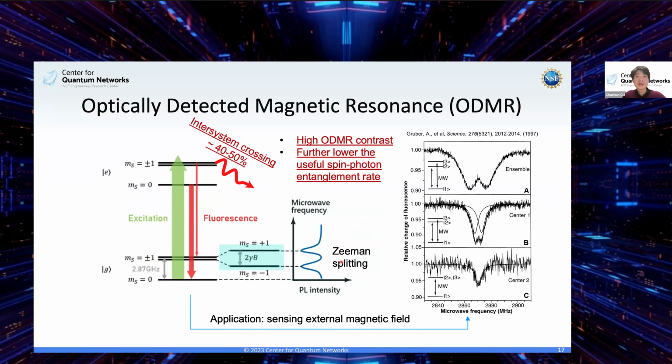If you have Zeeman splitting, you will see two dips here. If you don't put an external magnetic field, you will see only one dip. And using this, you can sense the external magnetic field. The intersystem crossing of the nitrogen vacancy center actually gives you really high ODMR contrast, so that in the sensing task it is really great.